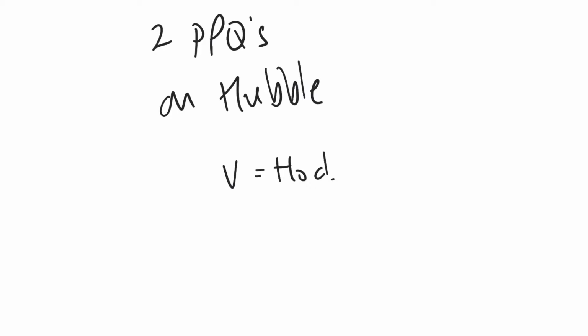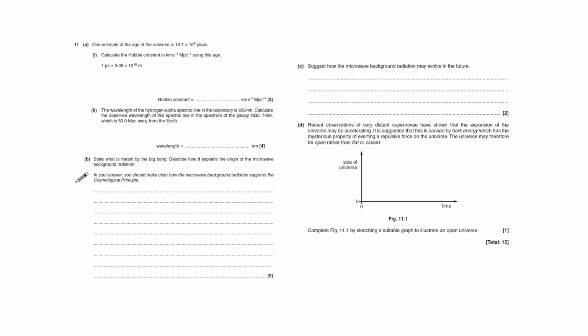Hello everyone, I'm just going to quickly go through two of the questions I set you on Hubble based around V equals H0 D. First of all, we needed to calculate the Hubble constant and do it in kilometres per second per megaparsec.